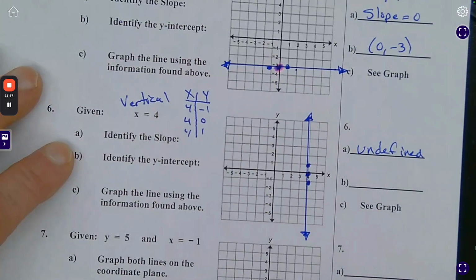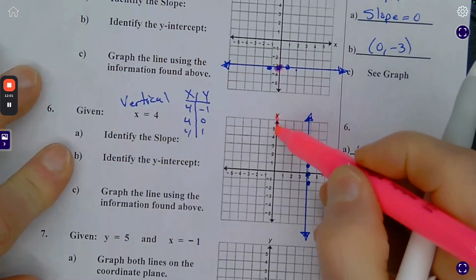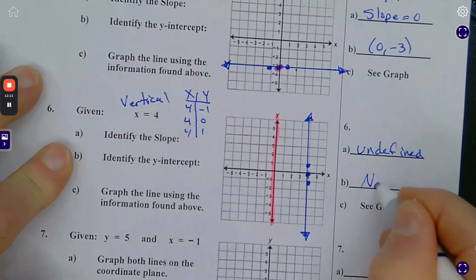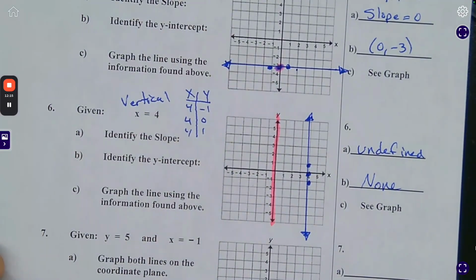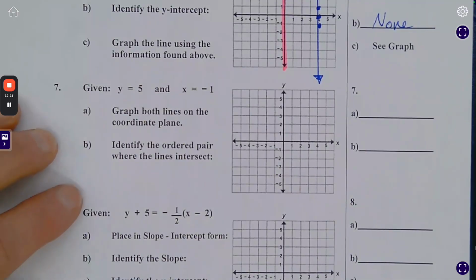Now the y-intercept means where do I cross the y-axis? This is the y-axis. It never crosses the y-axis. It's parallel to the y-axis. That means equal distance. So that means there is no y-intercept. It doesn't exist here. That's done. All right, let's do it again. Oh, they're going to have us do it twice now. All right, so let's do this.